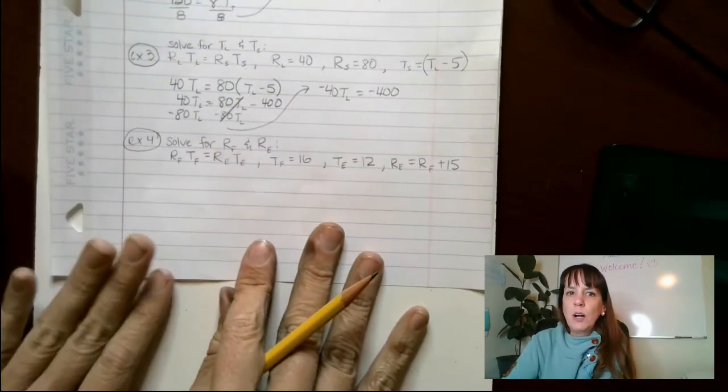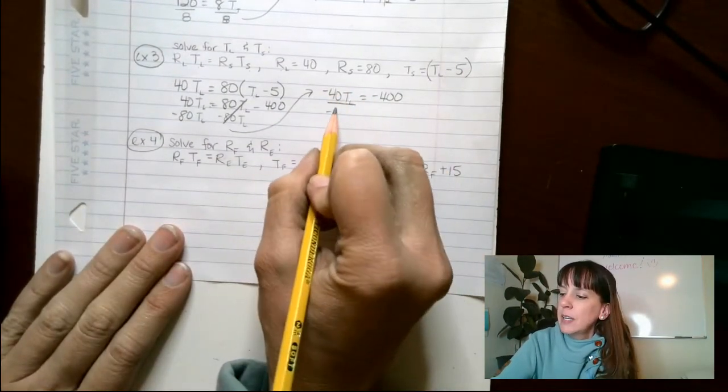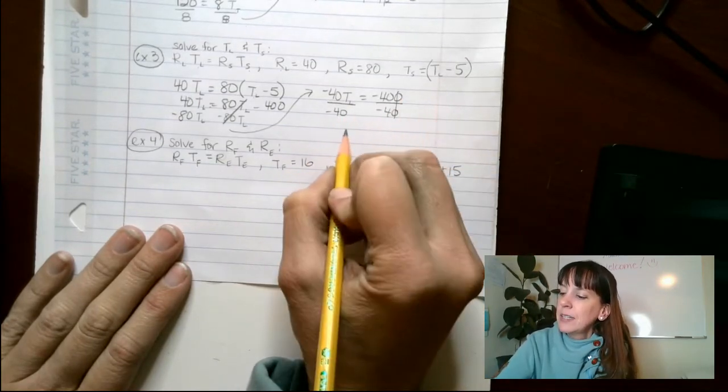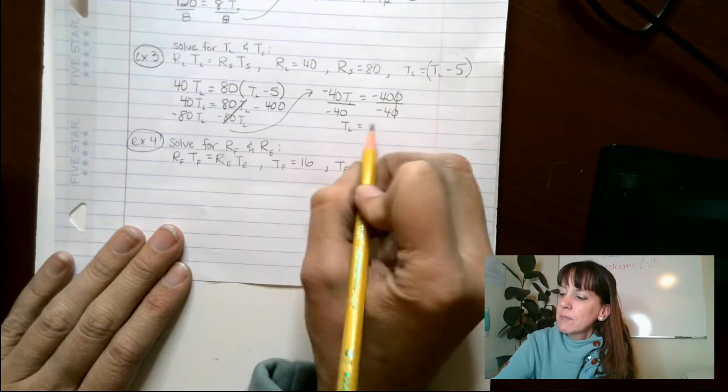Oh, I haven't finished this. ADD kicked in. Negative 40, negative 40, blow off those zeros, you get TL equals 10.